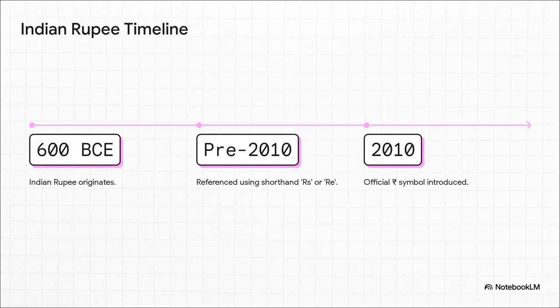Then we have the Indian rupee, which presents us with this massive, fascinating historical gap. The rupee is actually one of the oldest currencies in the world. We are talking origins tracing all the way back to the 6th century BCE. Yet, incredibly, it did not have an official, unified symbol for almost its entire existence. People just used the shorthand RS or RE. That finally changed in 2010, when the Indian government hosted a massive contest among its citizens to design a true official symbol to represent their booming modern economy.